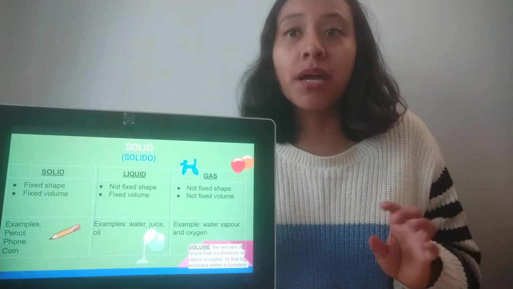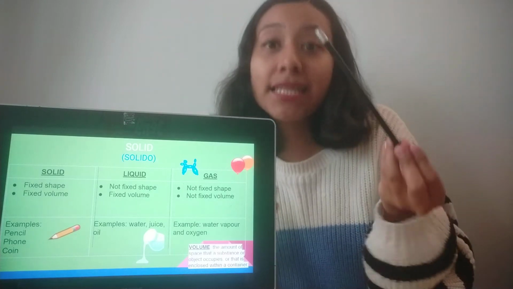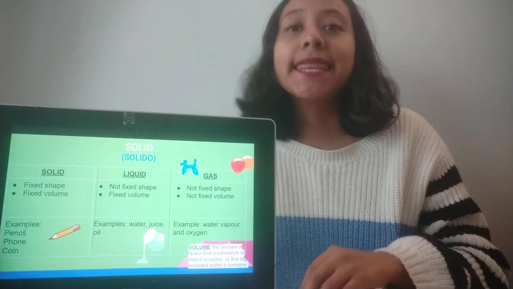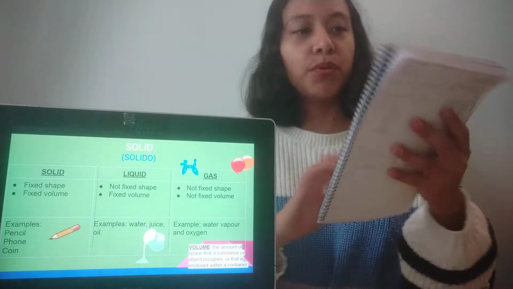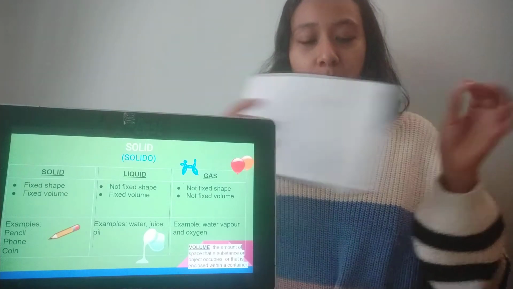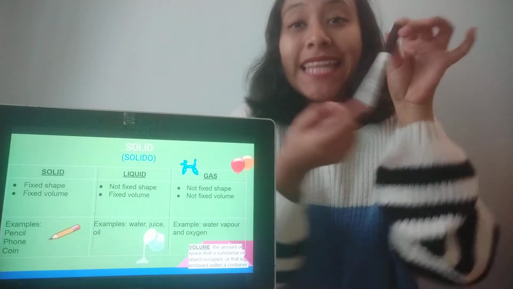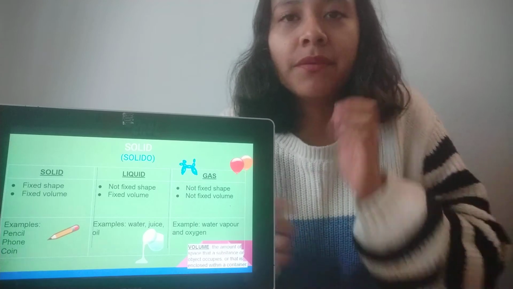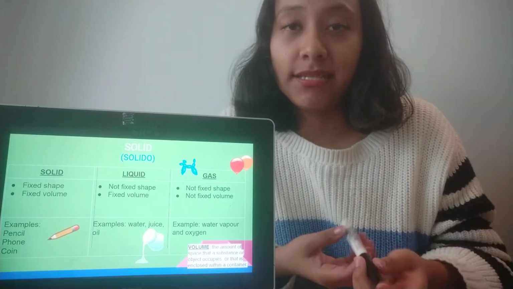Different elements to it. So for example, a solid, like a pencil or a marker or this notebook, they all have fixed shape and volume. See, this notebook has a rectangular shape. This one, okay, has the same shape and the same volume. If you don't know what volume means, I have it right here, okay? It's the space that an object takes, okay?